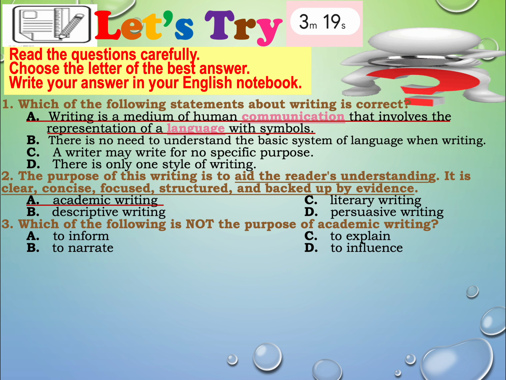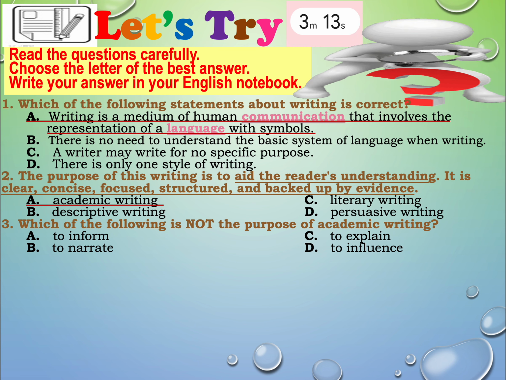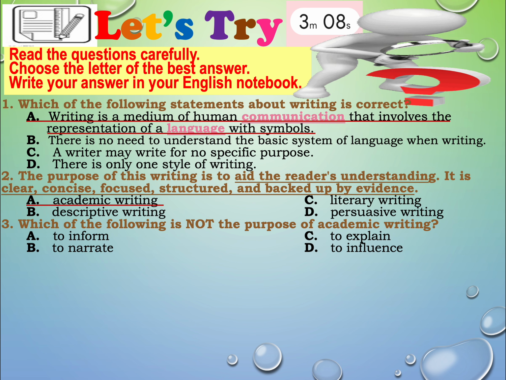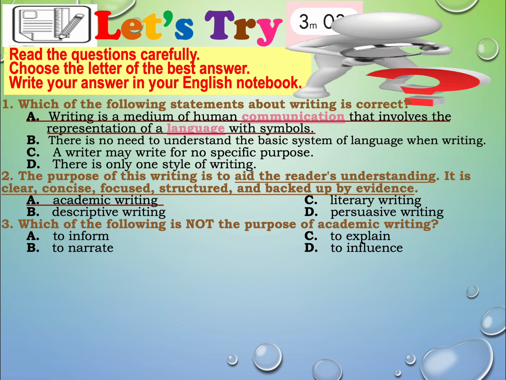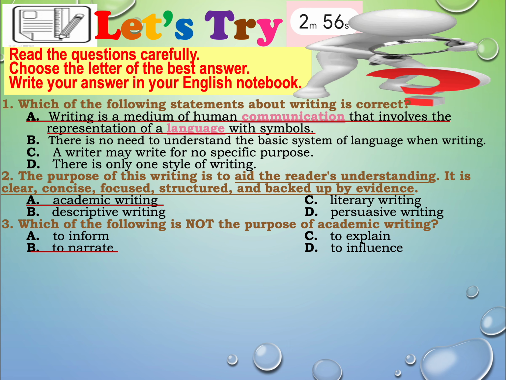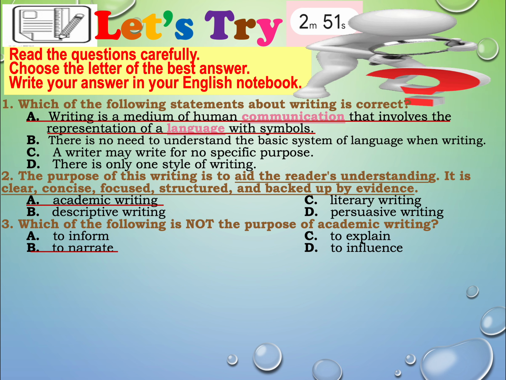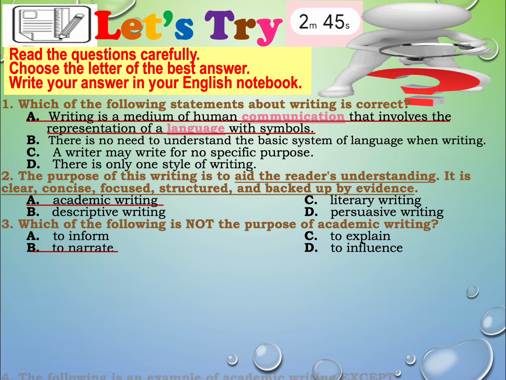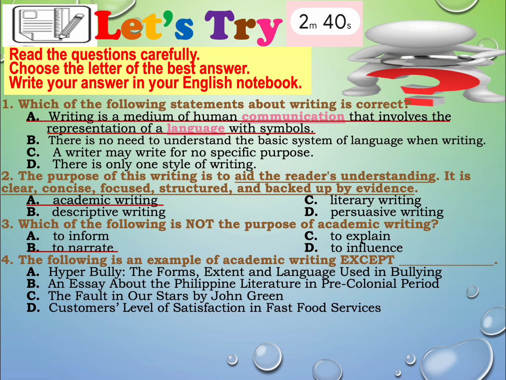Number 3. Which of the following is not the purpose of academic writing? A. To inform. B. To narrate. C. To explain. D. To influence. Academic writing is all except for, good job, letter B, to narrate. No, academic writing is communicating factual information. No, so it is not used to narrate. Next, number 4. The following is an example, though, of academic writing. All of it, no, except for 1.